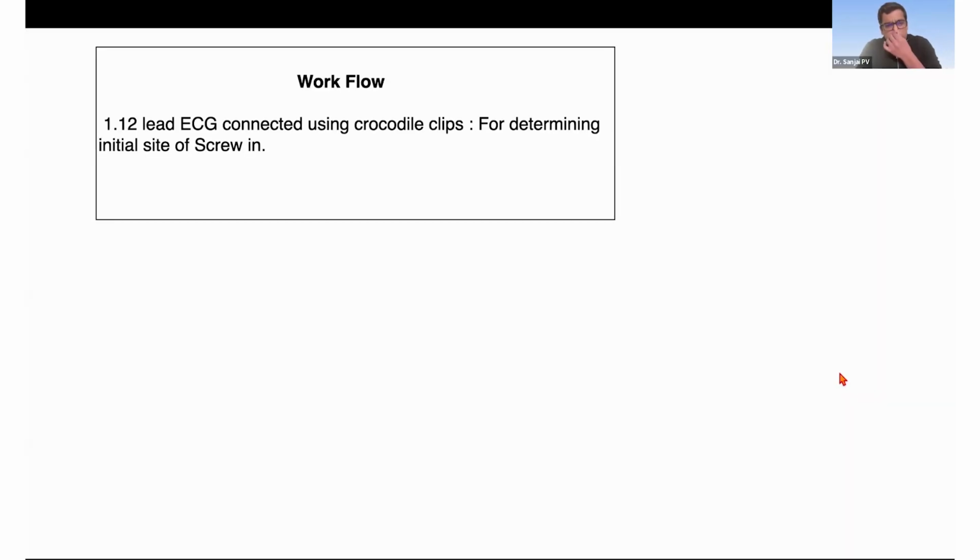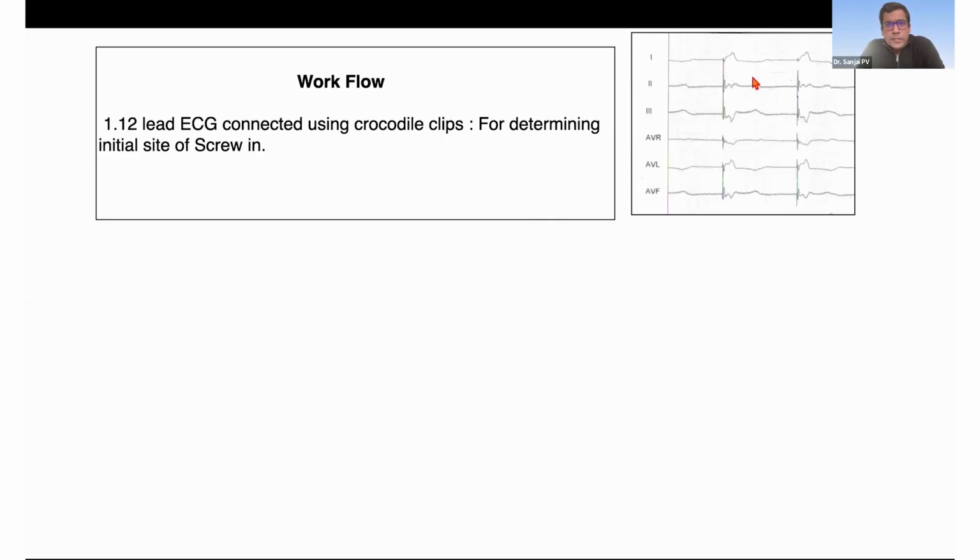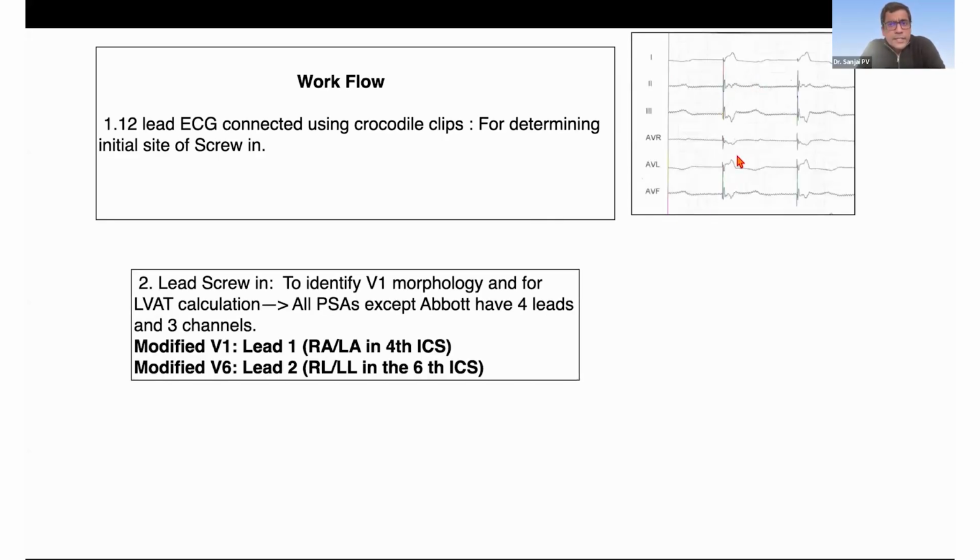So the workflow, just to reiterate: you need a 12 lead ECG along with the ECG for the PSA for determining the site of the initial screw-in. As we know, the AVR and AVL discordance and the positive R wave in lead 2.